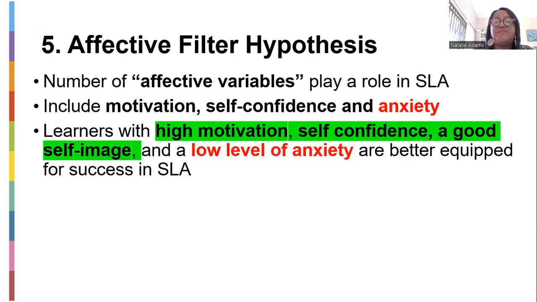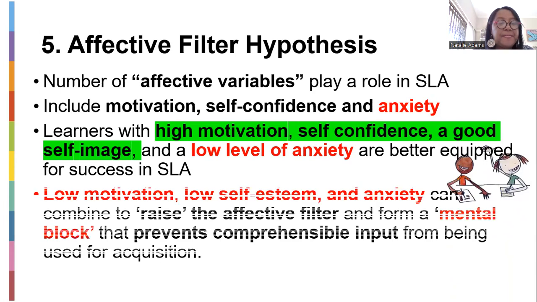So learners with high motivation, self-confidence, a good self-image, and a low level of anxiety are better equipped for success in second language acquisition. So that is a reality. You need to be able to motivate them, increase their self-confidence, and create a good self-image, okay? Low motivation, low self-esteem, and anxiety can combine to raise the affective filter. So students will not feel comfortable or have the confidence, so it will raise the affective filter and form a mental block that prevents comprehensible input from being used for acquisition.